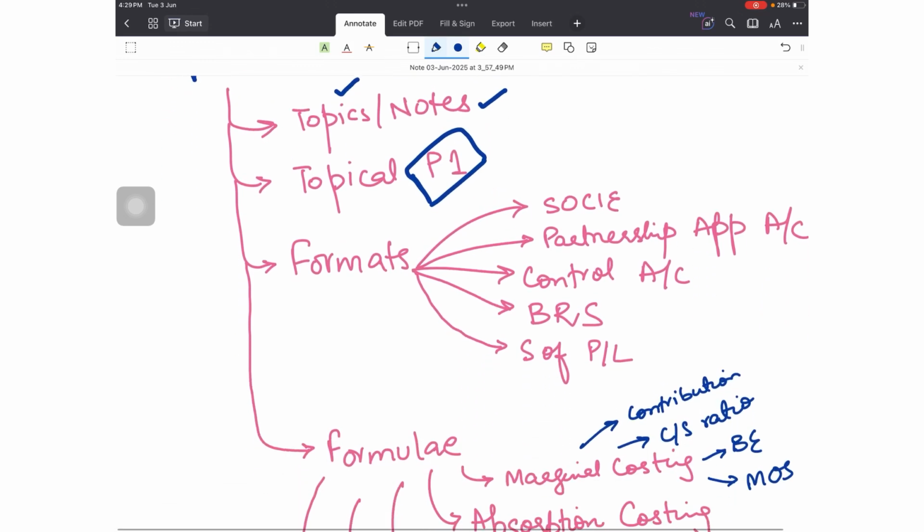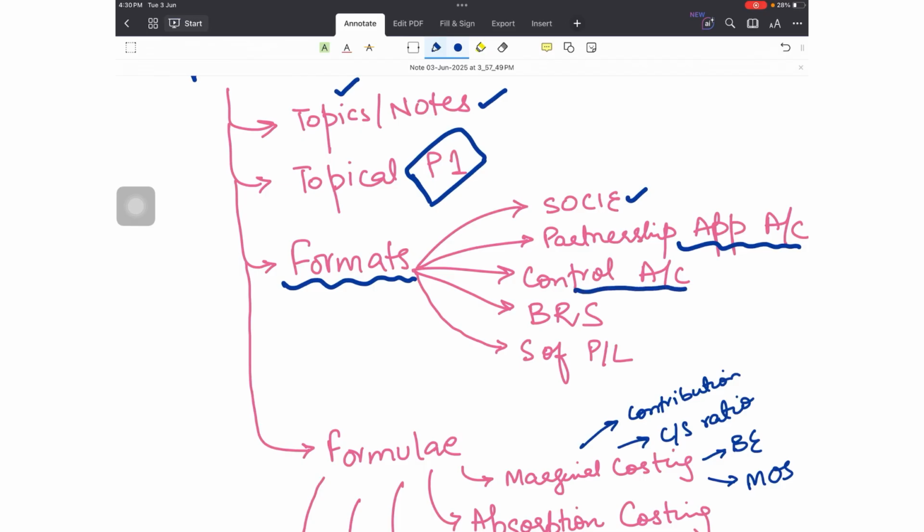Similarly, after that, focus on the formats which we have in accounting AS, like the statement of changes in equity. Sometimes you have to find out the retained earnings brought down or even the carried down, so you should know what adjustments are required in the statement of changes in equity to arrive at that figure. Similarly, the partnership appropriation account, a lot of questions come for that format. Sometimes we have to find out the interest on capital or interest on drawings, or we just have to find out the total income for a partner. So make sure that you go through it a lot.